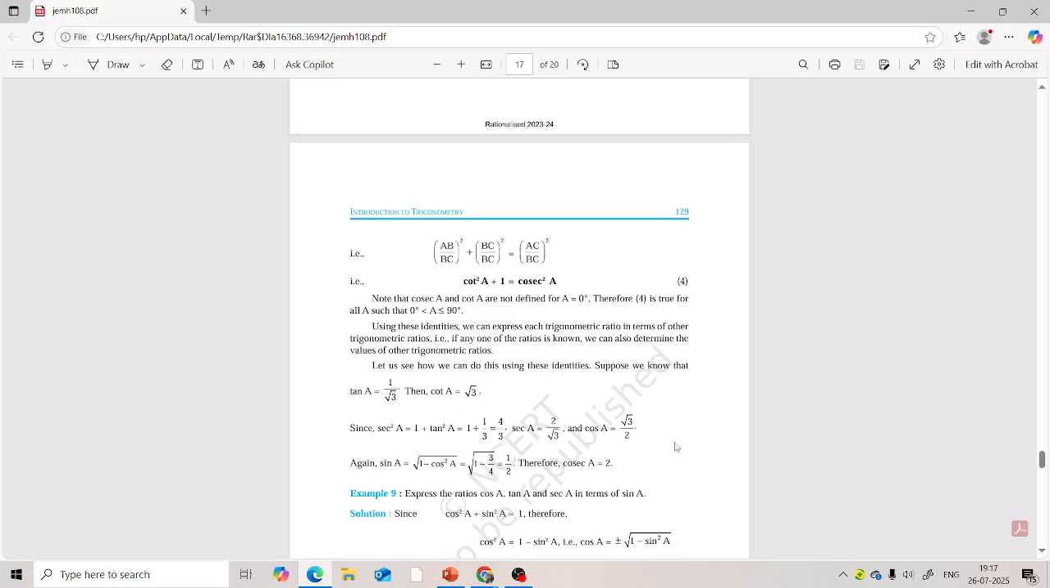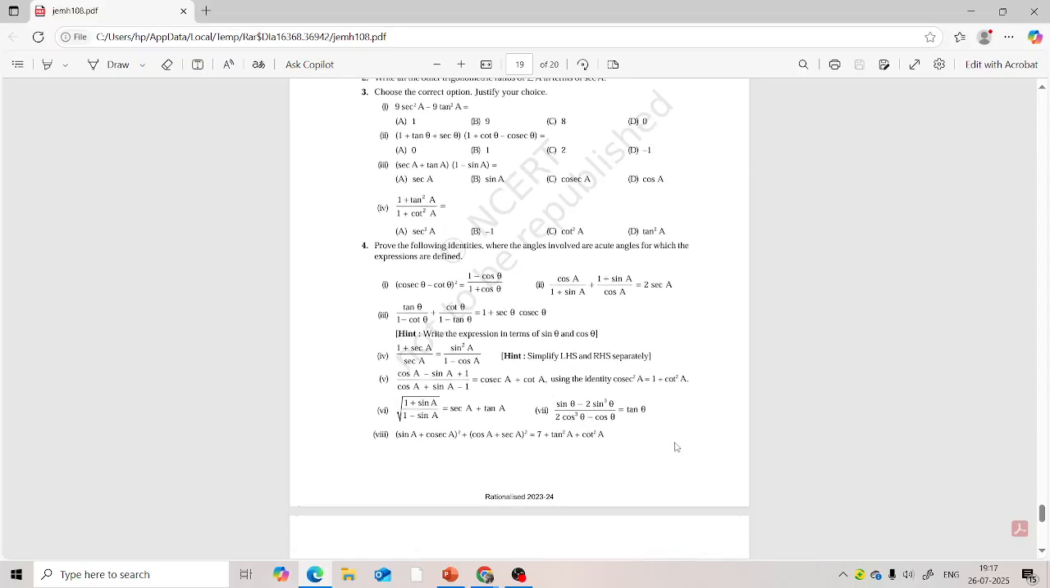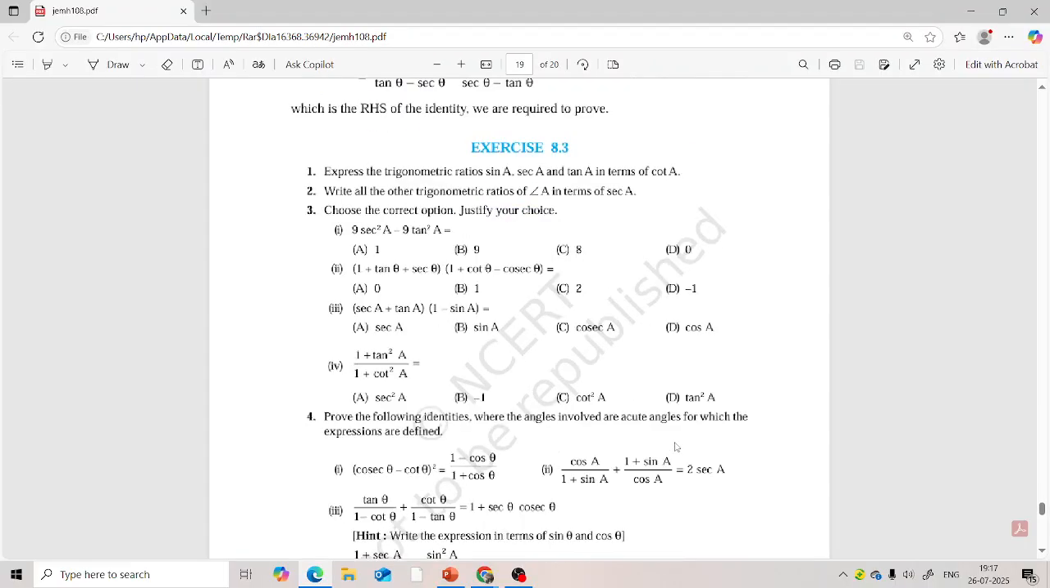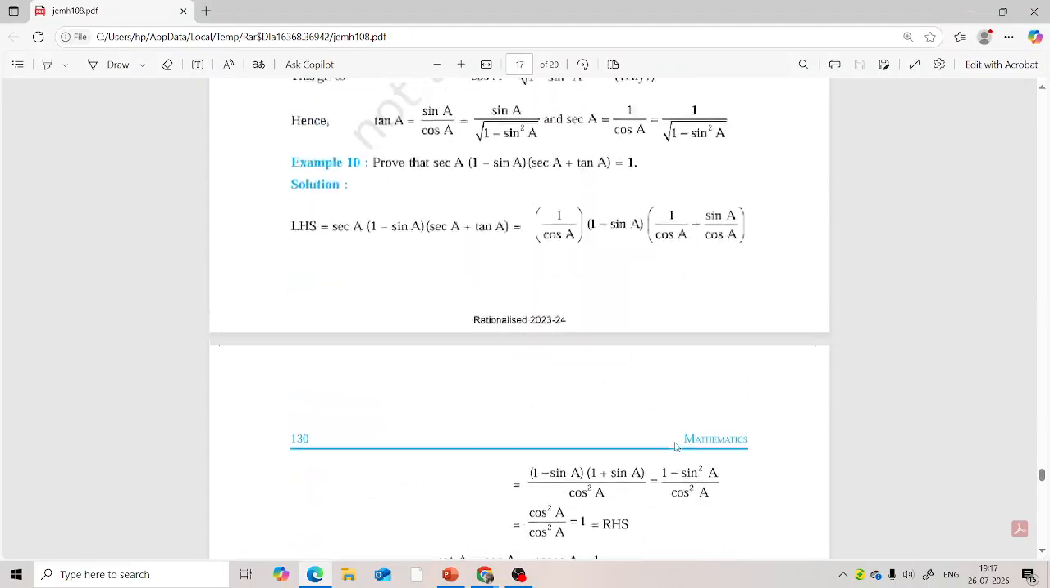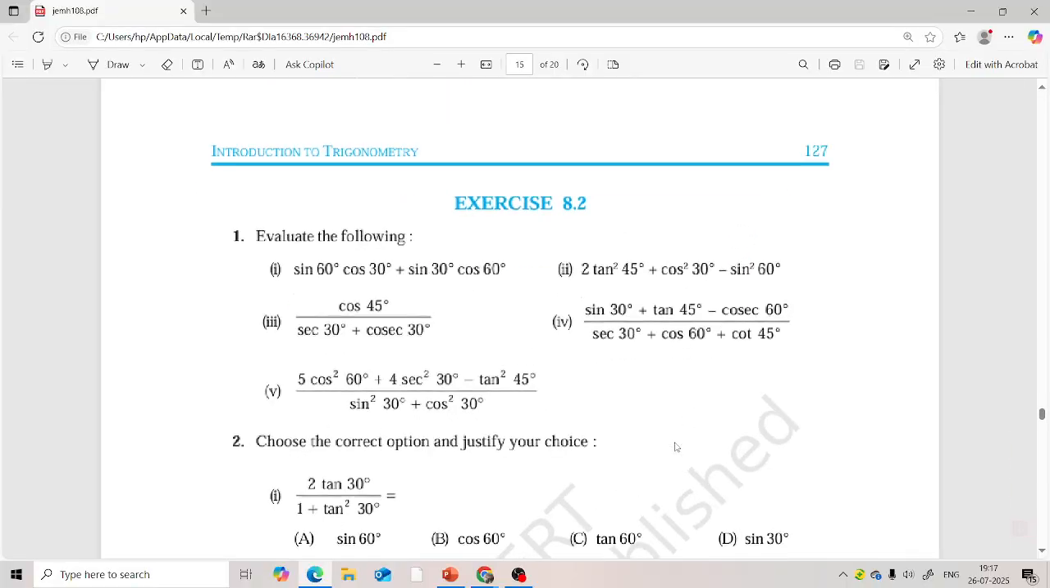In the previous class, we studied what? Angles. We studied angles like 30 degree, 45 degree, 60 degree, like that. So let me discuss more problems.